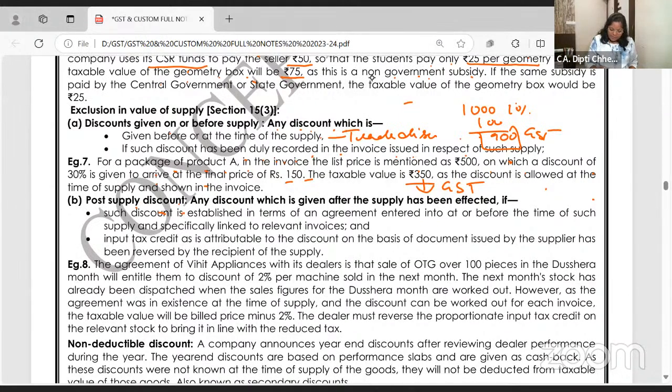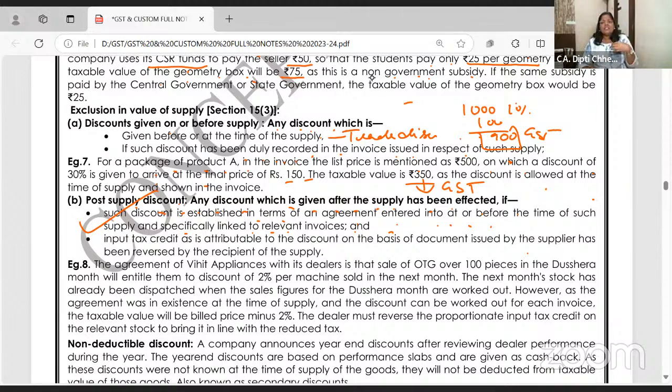Now, post supply discount: any discount which is given after the supply, if such discount is established in terms of the agreement entered into at or before the time of such supply and specifically linked to the relevant invoice, and input tax credit as is attributable to the discount on the basis of the document issued by the supplier has been reversed by the recipient. This discount is given post supply, but it is predetermined. It was decided beforehand: whatever you sell in this month, we will give you 2% additional discount.